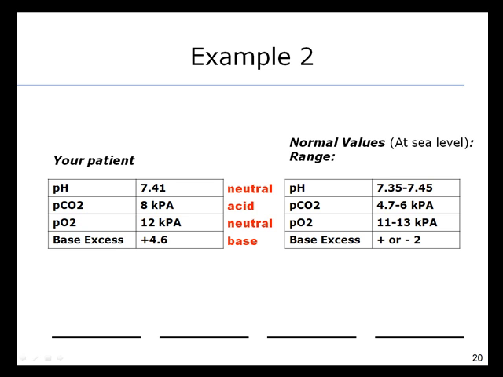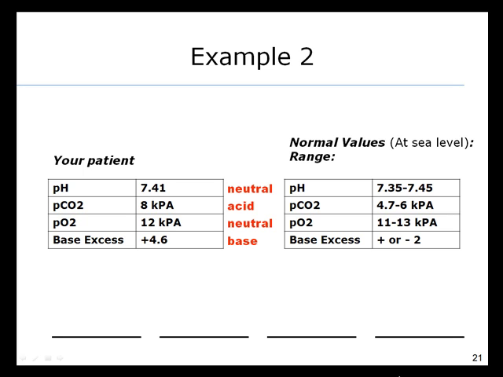The PCO2 is 8 kilopascals. That is above the PCO2 normal range of 4.7 to 6 kilopascals. So that is acidic. The PO2, as we suggested before, is always ignored. In this case, it happens to be in the normal range, but in any event, it would be neutral. And the base excess here is plus 4.6. That's outside the normal range of -2 to +2. Therefore, this is driving the patient toward an alkalotic range.